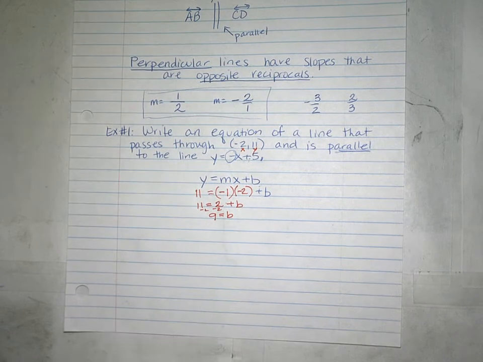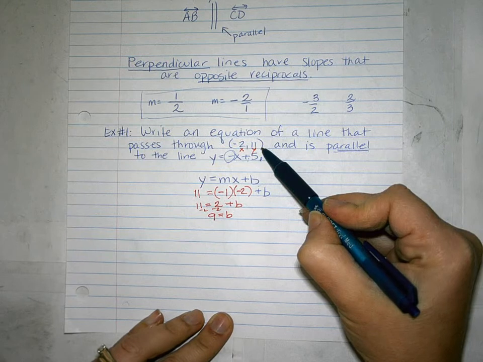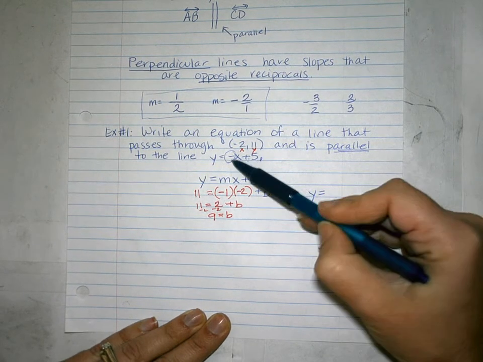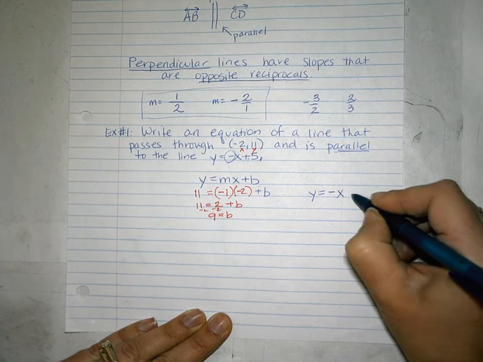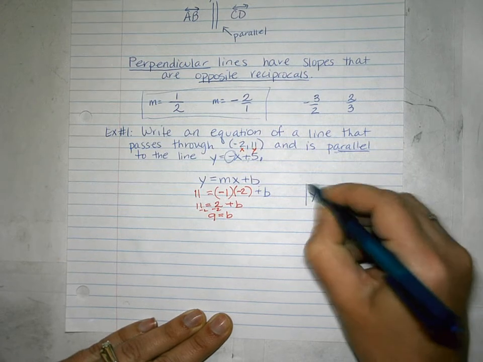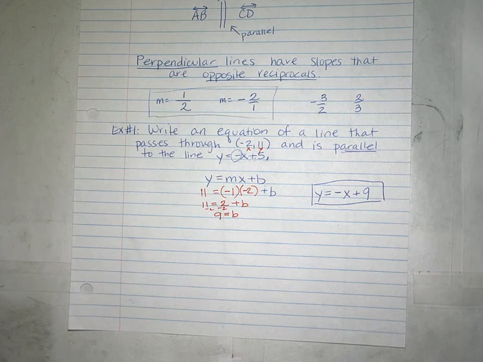So when I go to write my equation of the line that goes through this point and is parallel to this one, I have y equals, my slope was the same as this guy's slope, so -1 or -x, and then my y-intercept I have just found is +9. These two lines are indeed parallel. They have the same slope and different y-intercepts.